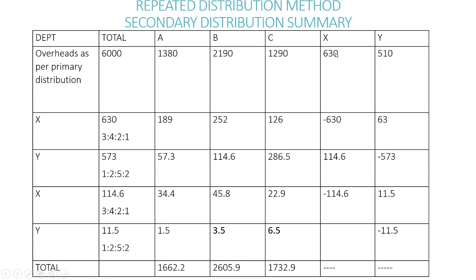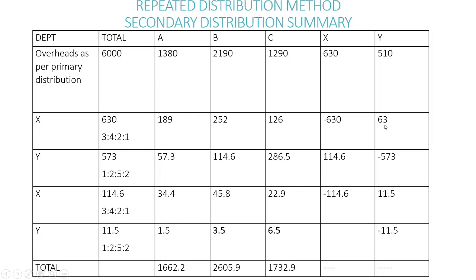Now the overheads of service departments X and Y should be distributed. First we begin with X department. X department has 630 rupees. The 630 rupees should be distributed to A, B, C and Y department. So next we write X department. The total amount is 630. The ratio is 3:4:2:1. So 630 will be divided to A department: 630 into 3 divided by 10, 189. 630 into 4 divided by 10, 252. 630 into 2 divided by 10, 126. And 630 into 1 by 10, that is 63.